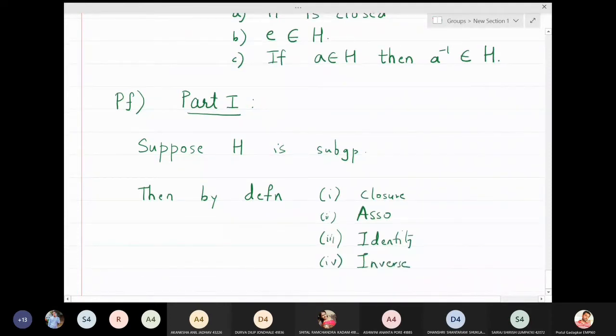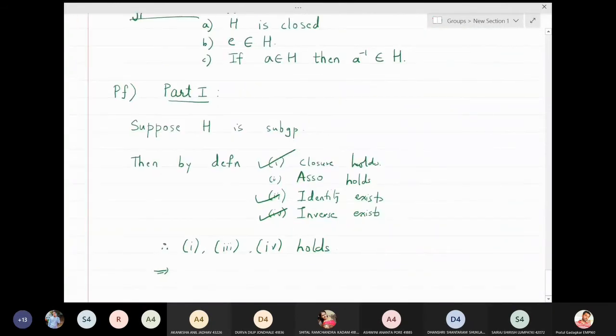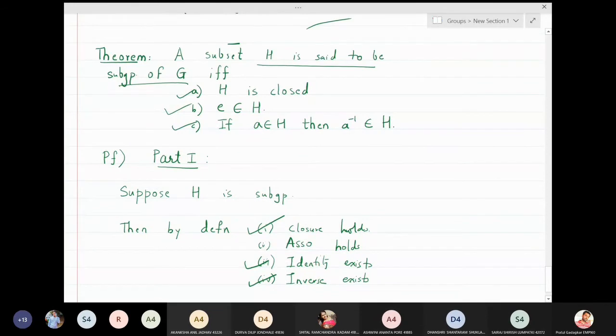So closure holds, associativity also holds, inverse exists, identity also exists. If I just pay attention to the first, third, and fourth, call them A, B, and C, then A, B, and C hold. So part one is over. I assume that H is a subgroup, and I have proved that the first three properties hold. Now for the converse, I will assume that A, B, and C are true, and in return I will prove that H is a subgroup of G.